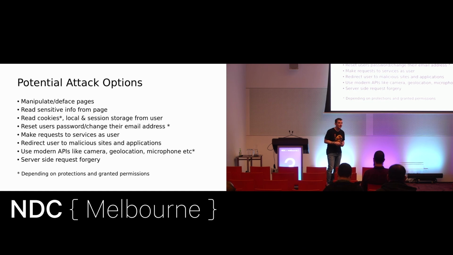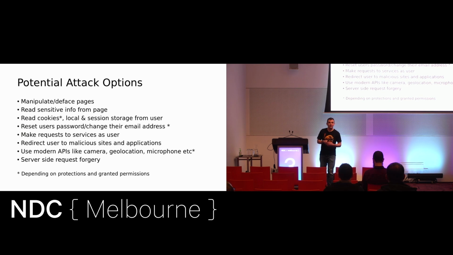We could potentially reset the user's password to a known value. We could make requests to the services as that user. We could redirect the user to a malicious site, michaelbuble.com, something terrible like that they could be sent to. Or maybe they're sent to another site to go and download some malware. That could be pretty serious, and that's one line of JavaScript, window.location equals whatever it is.